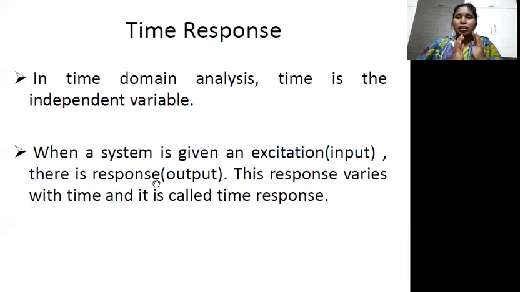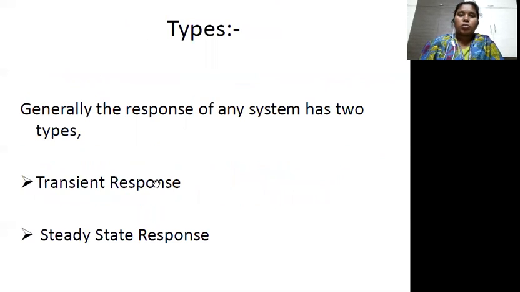That means I have a particular system. If I give some input to the system, then the output will occur from it. The output is not a constant value initially. There are some variations. All the variations and the constant values come under the output, right? The output is nothing but the response. So the variation in the response of the system with respect to time is called the time response. Coming to the types of time response, we generally classify it into two types: transient response and steady state response.